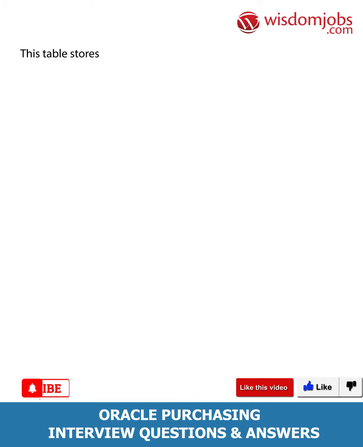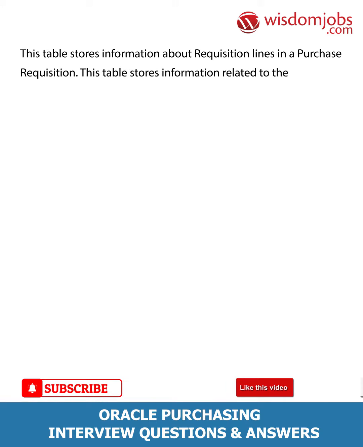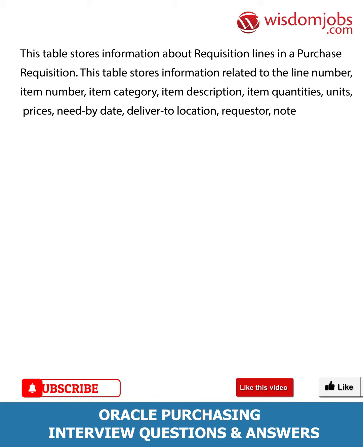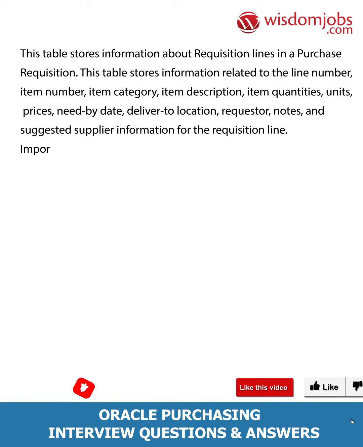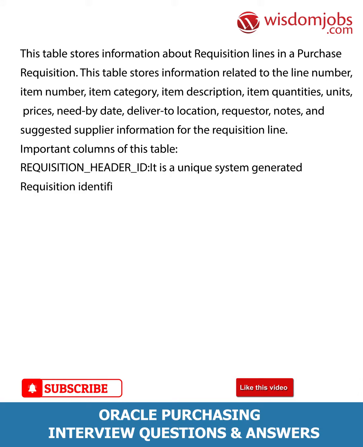PO_REQUISITION_LINES_ALL. This table stores information about requisition lines in a purchase requisition. This table stores information related to the line number, item category, item description, item quantities, units, prices, need by date, deliver to location, requester, notes, and suggested supplier information for the requisition line. Important columns of this table: REQUISITION_HEADER_ID. It is a unique system-generated requisition identifier.